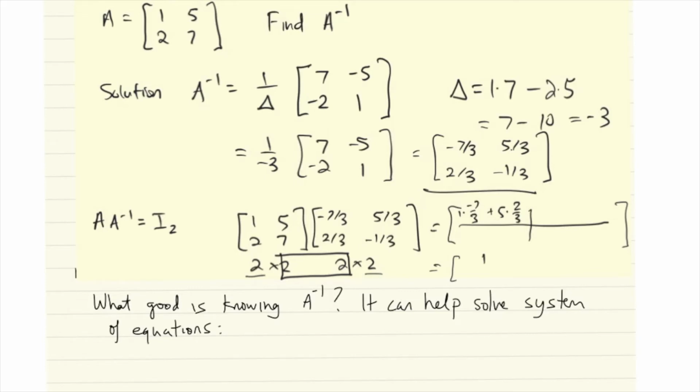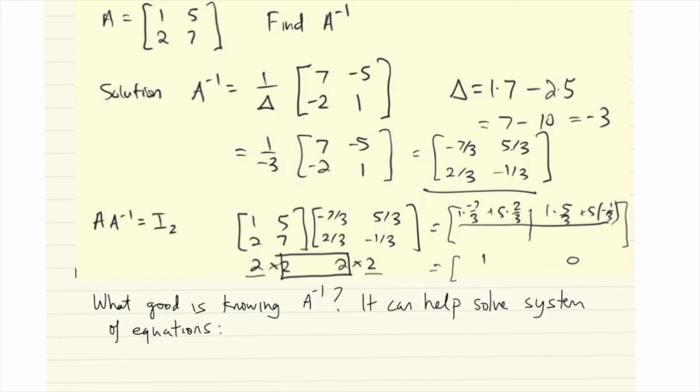Now I'm going to figure out what goes in the row 1, column 2 position. I take row 1 dot product with column 2, so I'm going to take 1 times 5 thirds plus 5 times negative 1 third. When I do the arithmetic there, it does become 0.